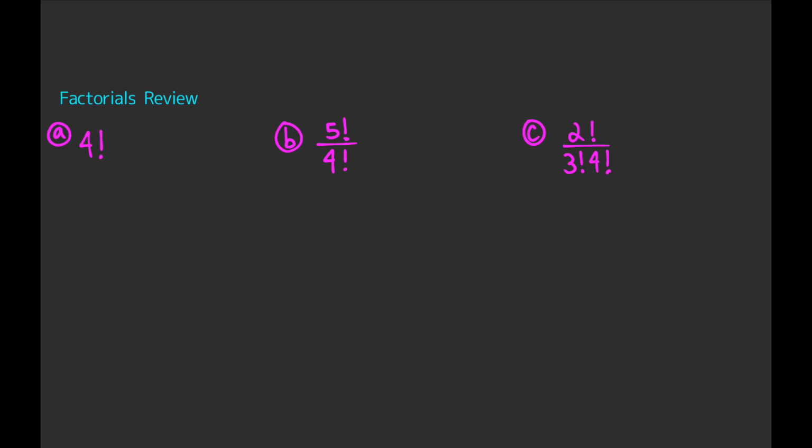Alright, question A. We have 4 factorial. The way we are going to solve this is we are going to expand it. 4 factorial is going to expand to 4 times 3 times 2 times 1. And then we just solve that. So 4 times 3 is 12, 12 times 2 is 24, and 24 times 1 is just 24. So 4 factorial is 24.